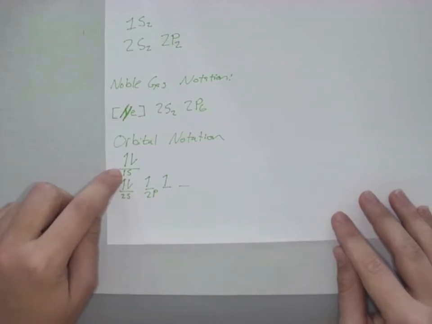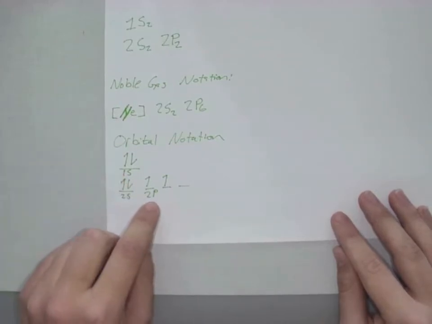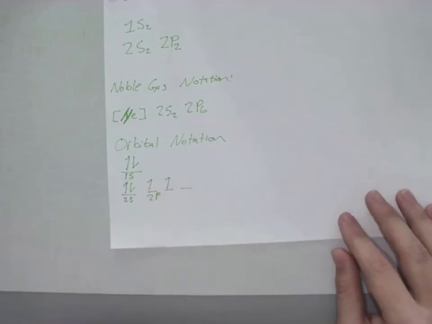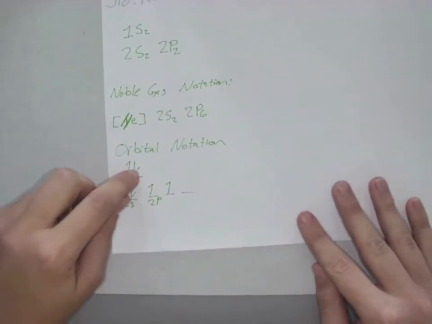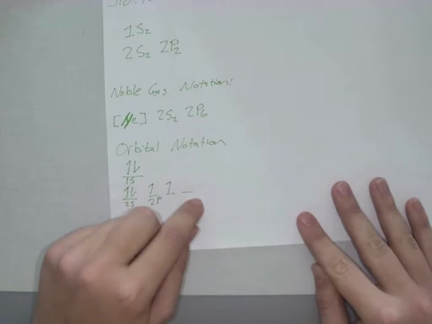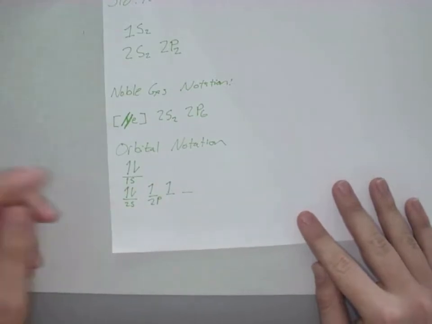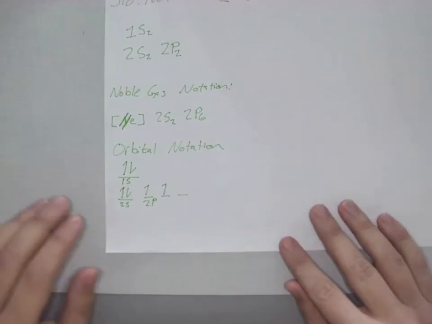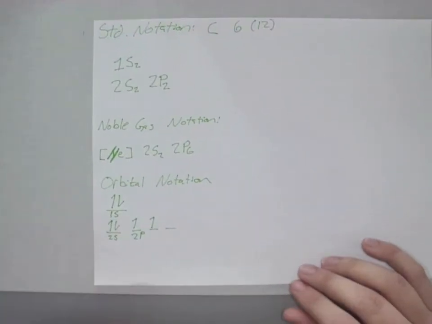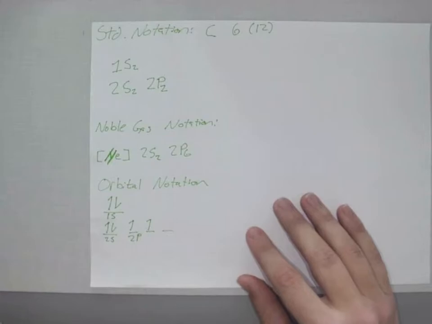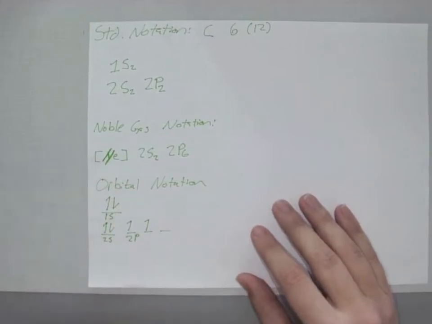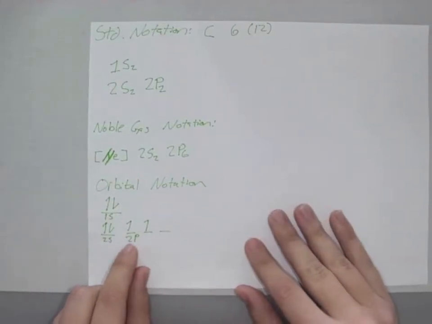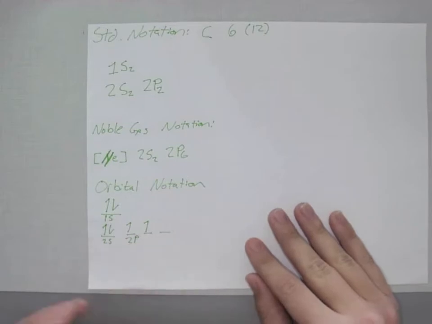So for the S block, we do 1 line. For the p block, we do 3 lines since it has 3 orbitals. And then we draw these little arrows here to represent our electrons. Each orbital can hold 2 electrons, so we have 2 arrows. You'll see they're going in opposite directions. This has to do with the spin of the electron. Everyone that's going up has a spin in a certain direction, and everyone going down has a spin in the opposite direction.